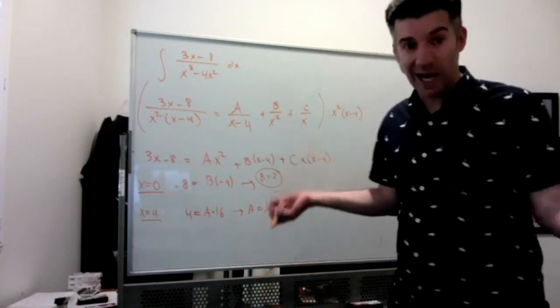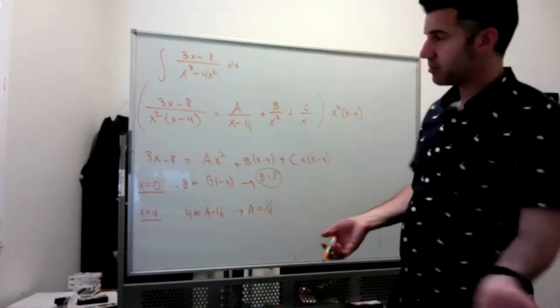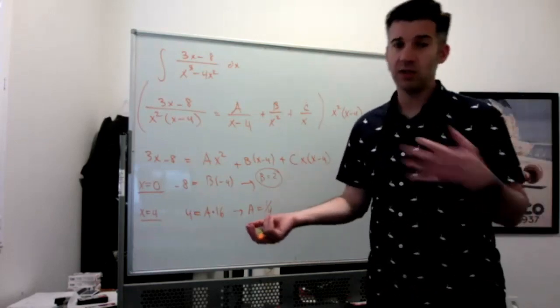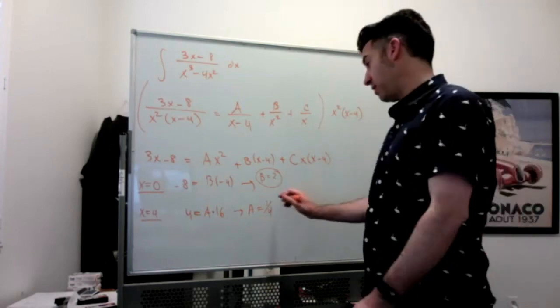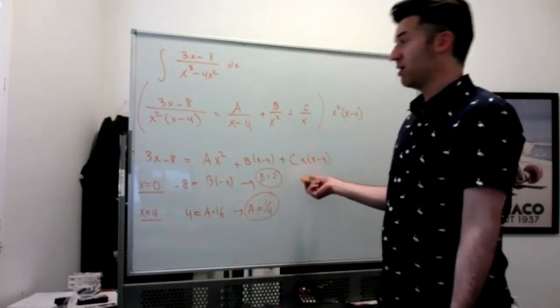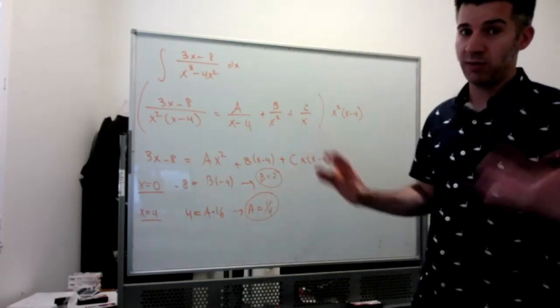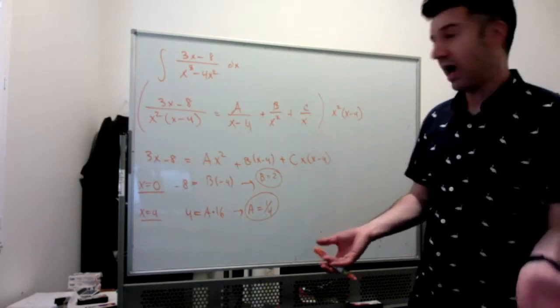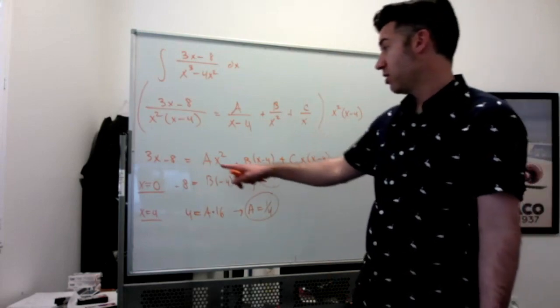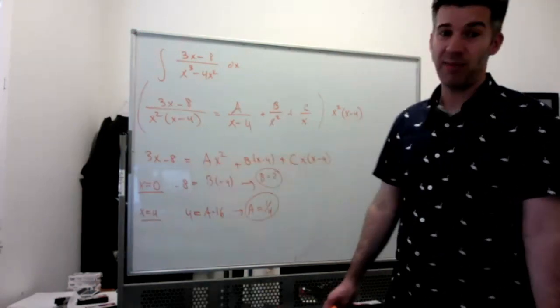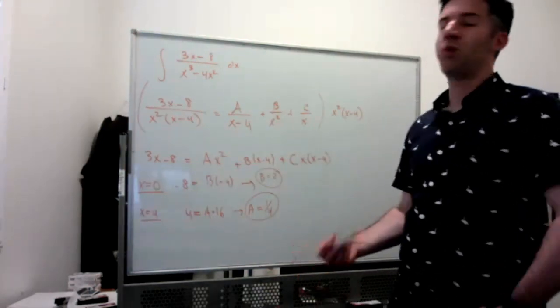And now I've run out of convenient values. So here's what some people will do, which is not my favorite. If you only have one thing left to find, which we do, right? We found A, we found B, we only have C to find. Technically, it totally works to pick any other number for x. I would probably pick x equal to 1, and then plug in. Actually, I might pick x equal to 2.